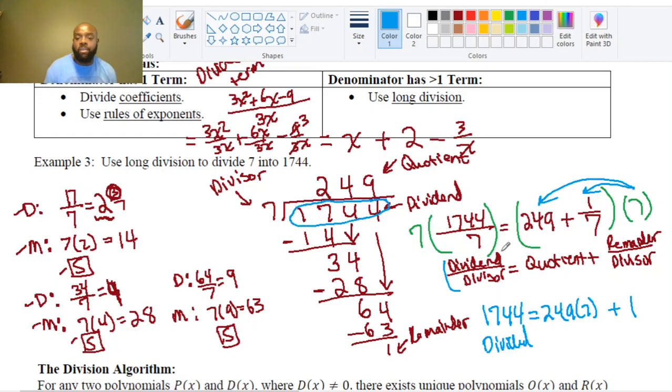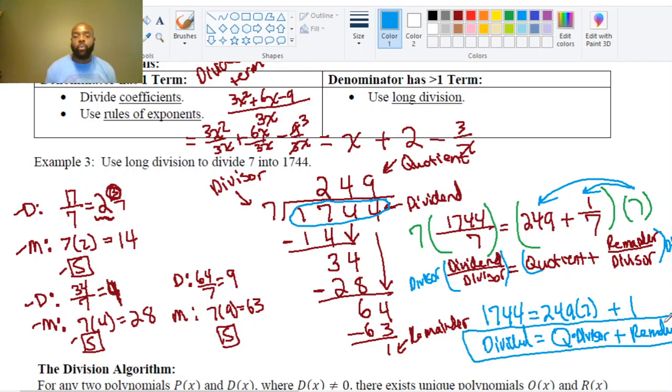You can also think of coming over here and multiplying both sides by your divisor. I want to see what these words are. So I get my dividend equals my quotient, which I'm going to abbreviate with Q, times the 7. The 7 is my divisor, plus the 1. The 1 is my remainder. This is our division algorithm.